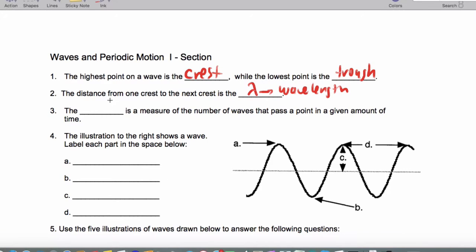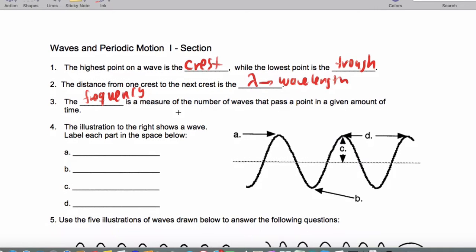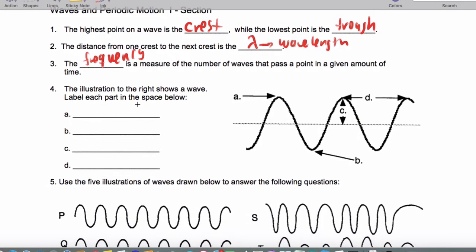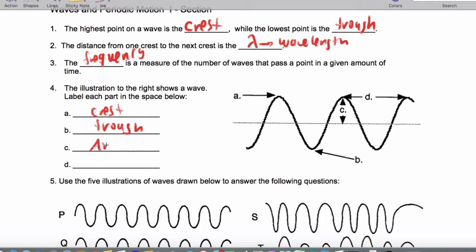Now, V. Frequency is a measure of number of waves per second. And let's go ahead and label. So we've got crest, trough, amplitude, and wavelength.